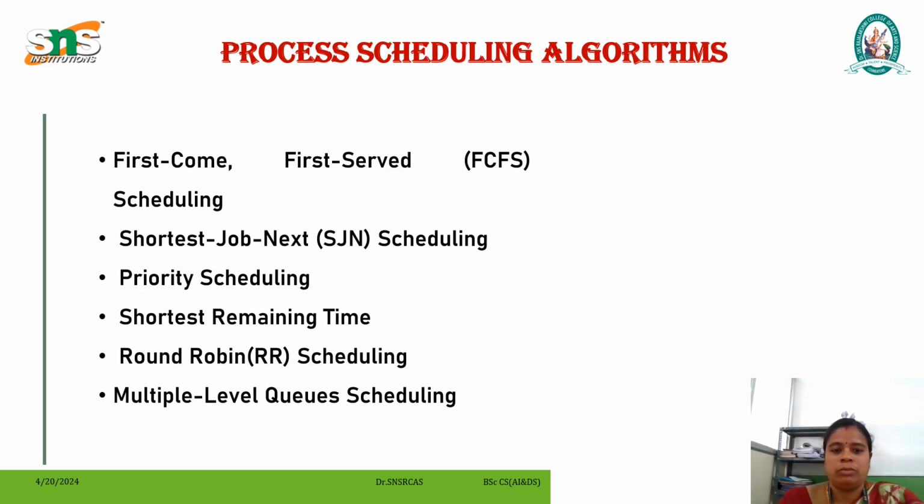Next one, process scheduling algorithm. The process scheduler schedules different processes to be assigned to the CPU, central processing unit, based on a particular scheduling algorithm. There are six popular process scheduling algorithms which we are going to discuss in this chapter. First one, first come first serve, FCFS scheduling algorithm; shortest job next, SJN scheduling algorithm; priority scheduling algorithm; shortest remaining time; round robin scheduling algorithm; and last one, multiple level queue scheduling algorithm.